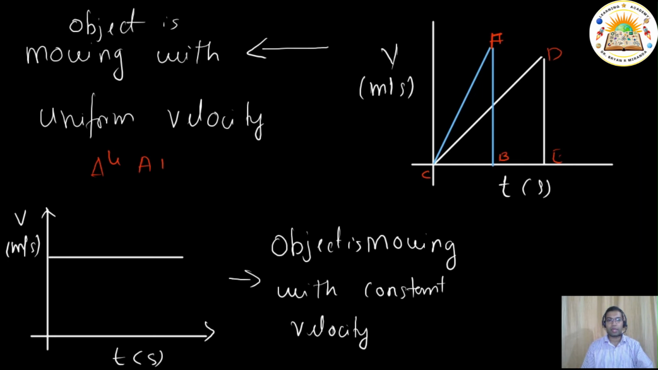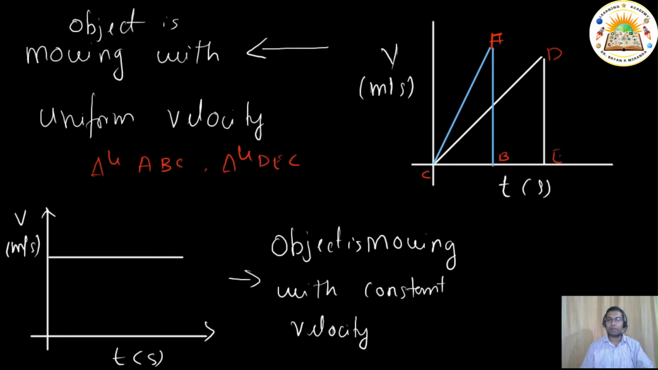Triangle ABC and triangle DEC would have different slopes. The slope of ABC would be much greater than the slope of triangle DCE. Therefore, the acceleration would be higher. Similarly, you can see the area that is covered: DCE has a larger area compared to ABC. So accordingly, displacement can also be calculated.